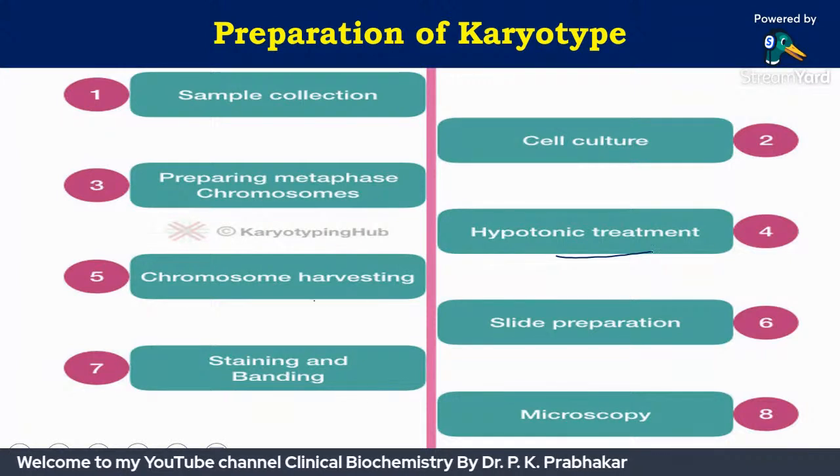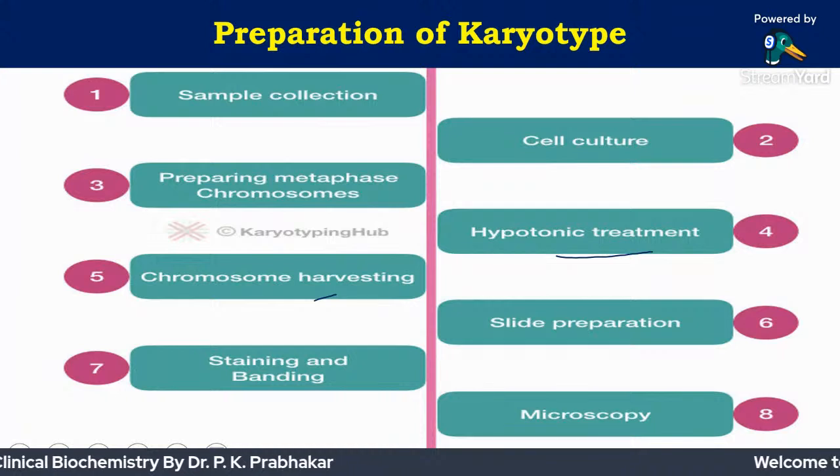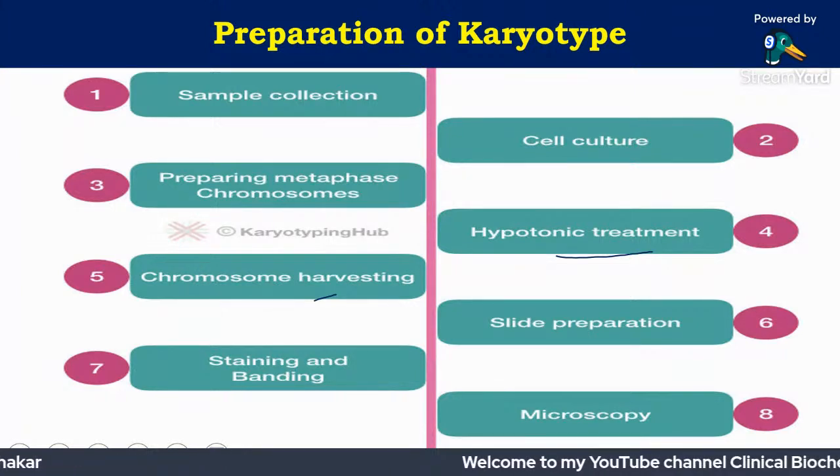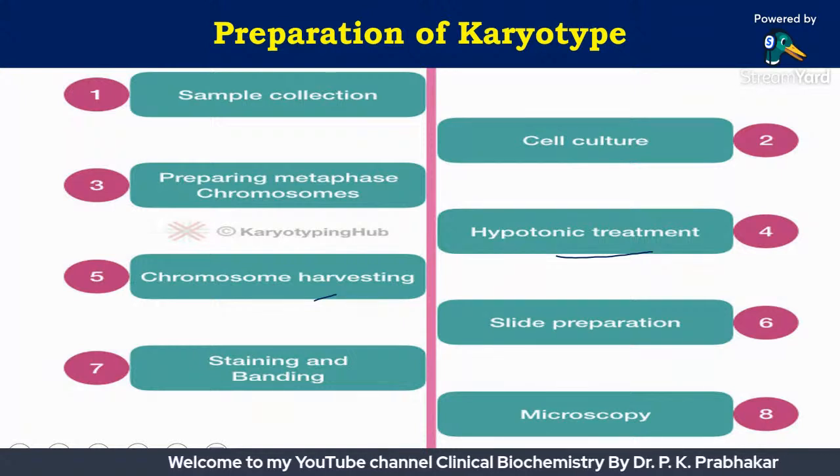Then we are going to do chromosome harvesting. Now we need to harvest the cells and remove the debris. Using a treatment of methanol and glacial acetic acid along with centrifugation, the cells are harvested.